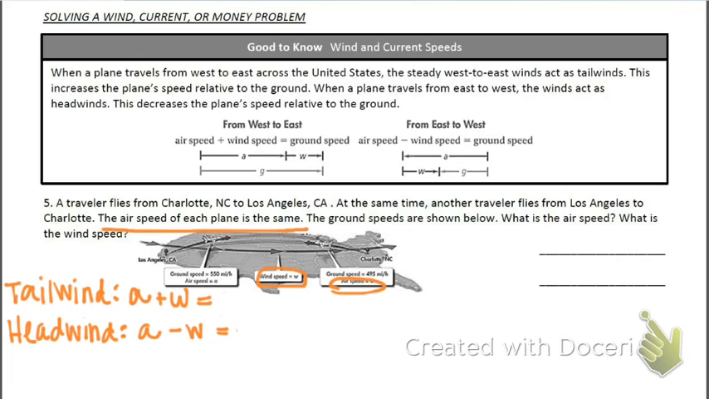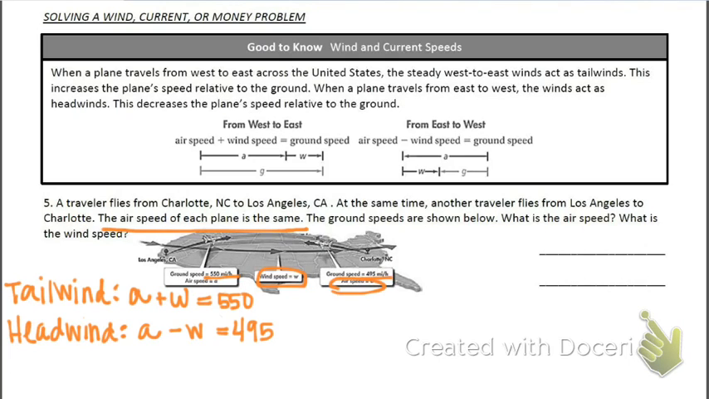What's my speed with the tailwind? So going from Los Angeles to Charlotte, what's the ground speed there? 550. So equals 550. And going from Charlotte to LA, what was the ground speed? 495. Oh my gosh, you guys.